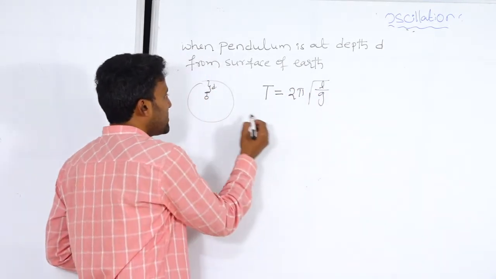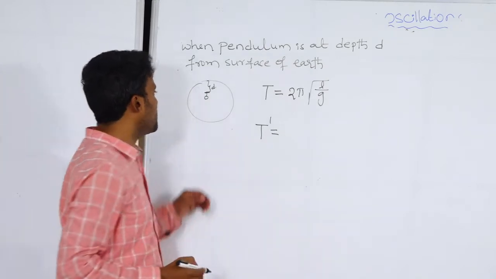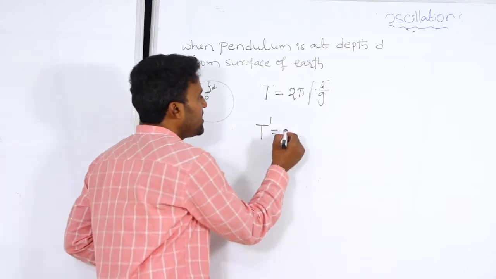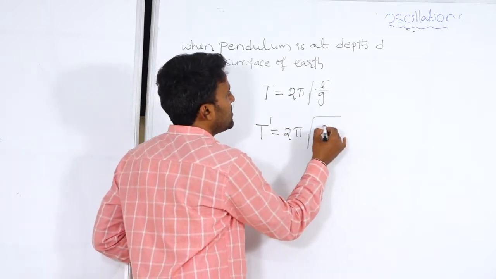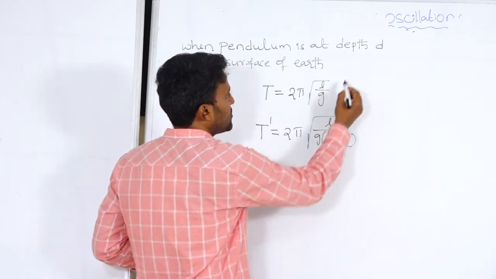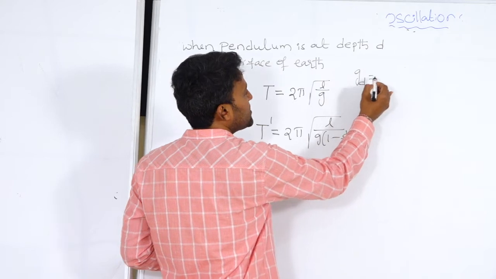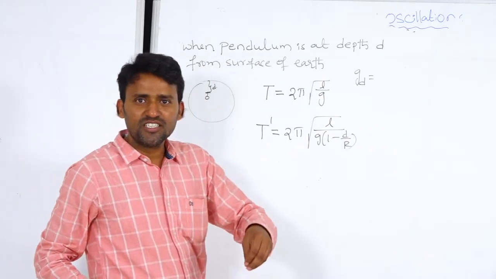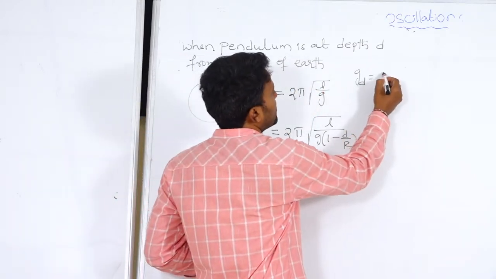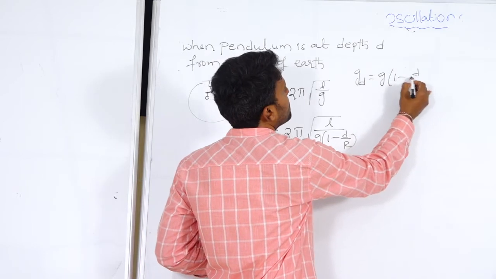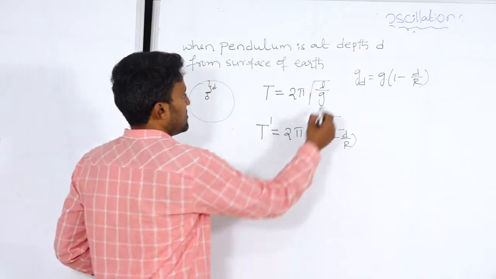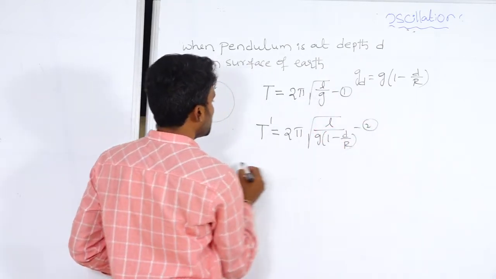And what is the time period when the simple pendulum is placed at a depth d? At a depth d, it is 2 pi under root of L divided by g into (1 minus d by R). The actual formula, from gravitation: when an object goes to a depth in the earth, the gravity at that depth is g_d equal to g into (1 minus d by R). That g_d value is substituted here. This is equation 1 and this is equation 2.